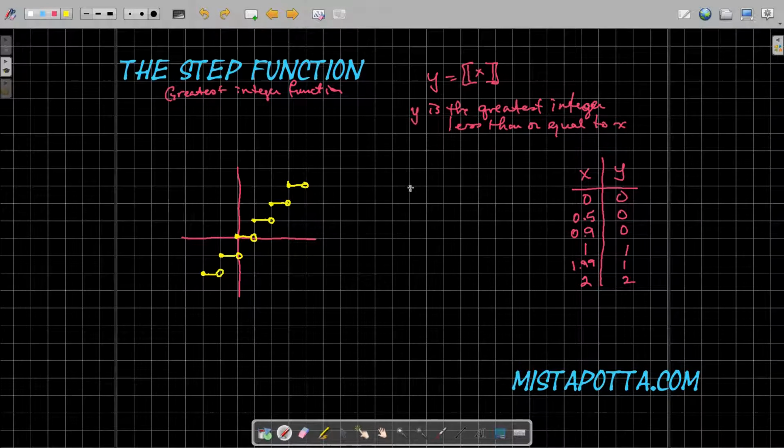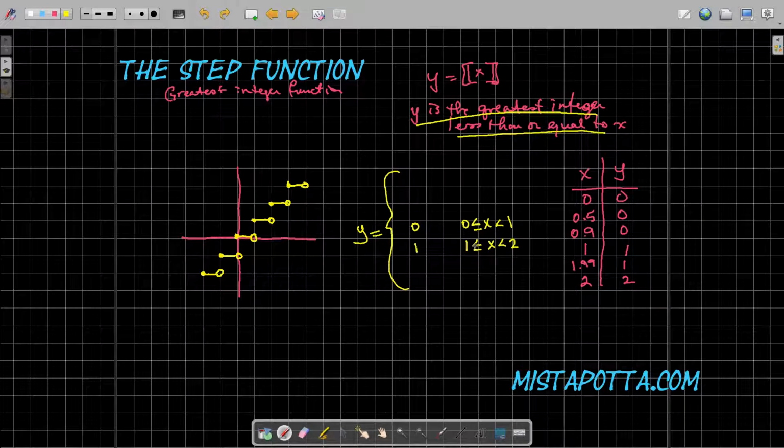I can call this a piecewise function because I can say y is equal to a whole bunch of things. I can say y is equal to 0 if 0 is less than or equal to x is less than 1. I can say y equals 1 if 1 is less than or equal to x is less than 2. Basically, using this definition, I can come up with different domains and have my y be defined differently.